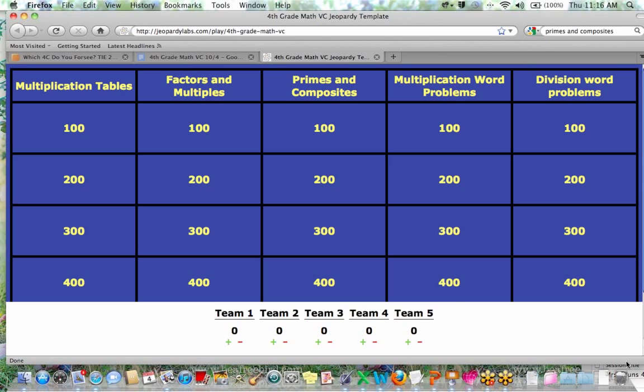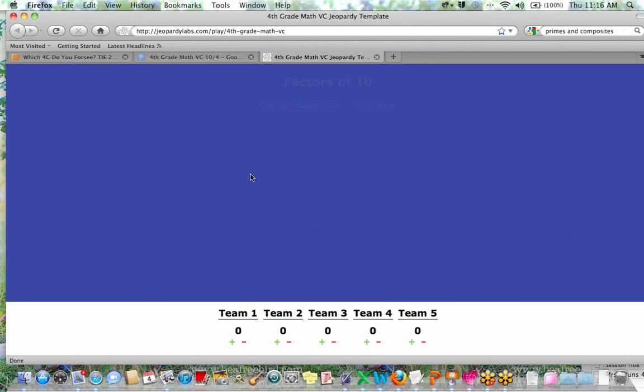Factors and multiples for 200. Okay, here we go. I want you to tell me all the factors of 10. So whoever has it, raise your hand. Okay, Will, you buzzed in first. Go ahead. 1, 2, 5, and 10. And that's right. I mean, basically, I just listed the two that were not 1 and 10, but 2 and 5 is correct. So you will go ahead and get the points for that.